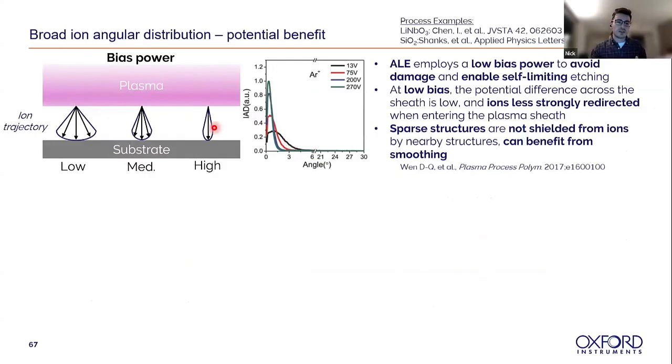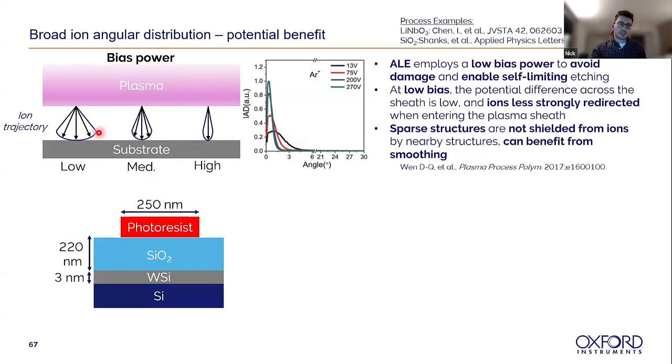Because you can kind of see schematically on the left here, when you have a very high bias power, you have a very directional ion energy, very directional ions from the plasma. But as you lower your bias power, you get a slightly broader trajectory. And what this means is that you can get ions incident on the sidewalls of features. And so people are now actually starting to demonstrate this.